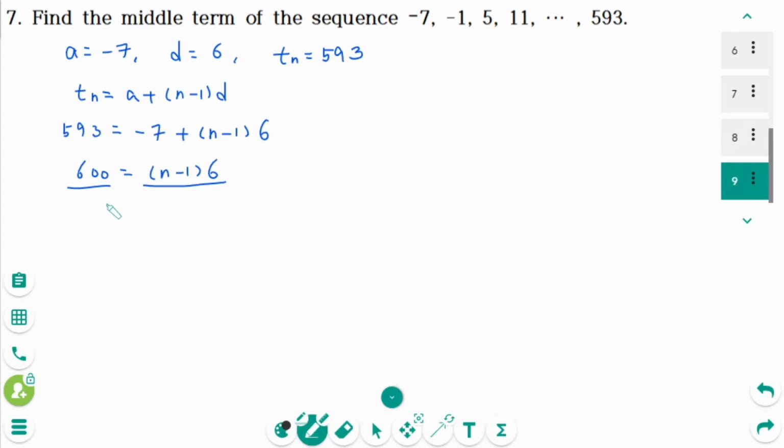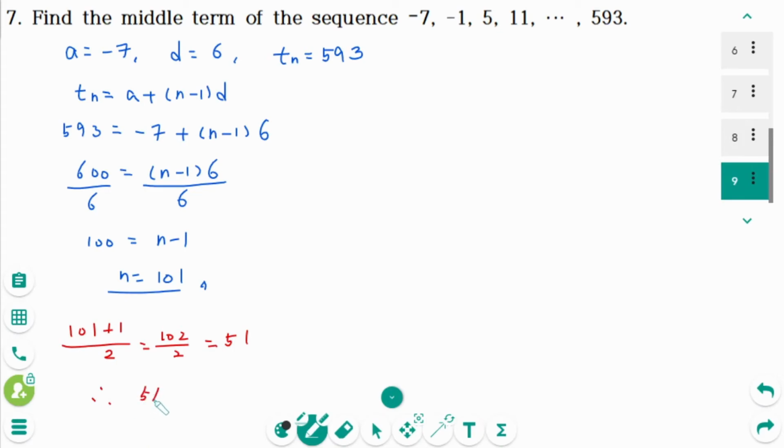Then divide by 6 on each side. 100 equals n minus 1. Then n equals 101. There are a total of 101 terms. The middle term of 101 terms is (101 plus 1) over 2 equals 102 divided by 2, which is 51. So the middle term is the 51st term.